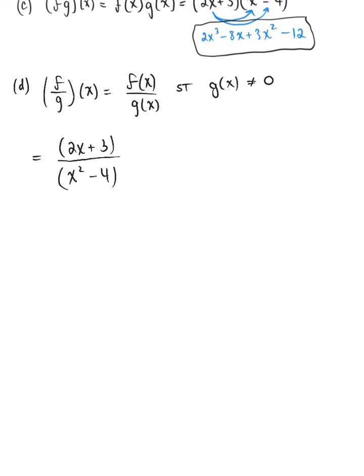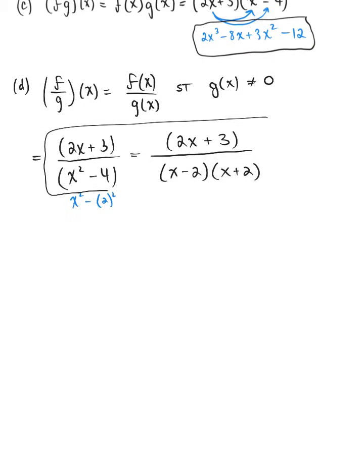And so you could box this up as your answer for the quotient, but notice also that the denominator is a difference of squares. We have this as x squared minus 2 squared. So we can also further rewrite this as 2x plus 3, all divided by x minus 2 times x plus 2. So either form here is perfect for the final answer of the quotient, but in particular, this second form is going to be helpful in finding the domain.